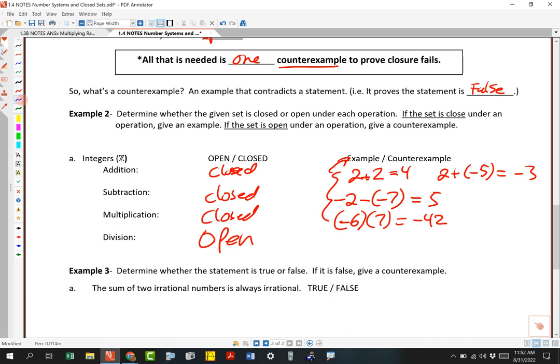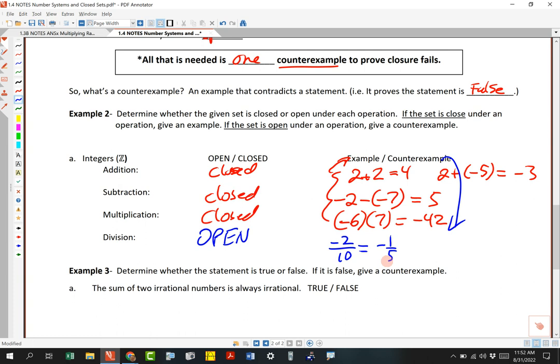So what we're going to do now is, I'm actually going to change colors just to make this more clear. I'm going to write open, and I'm going to spell it right, and then I'm going to come up with a counterexample. So my counterexample is going to be this. If I take negative 2 and divide it by 10, I end up with negative 1/5. Not an integer. There's my counterexample.